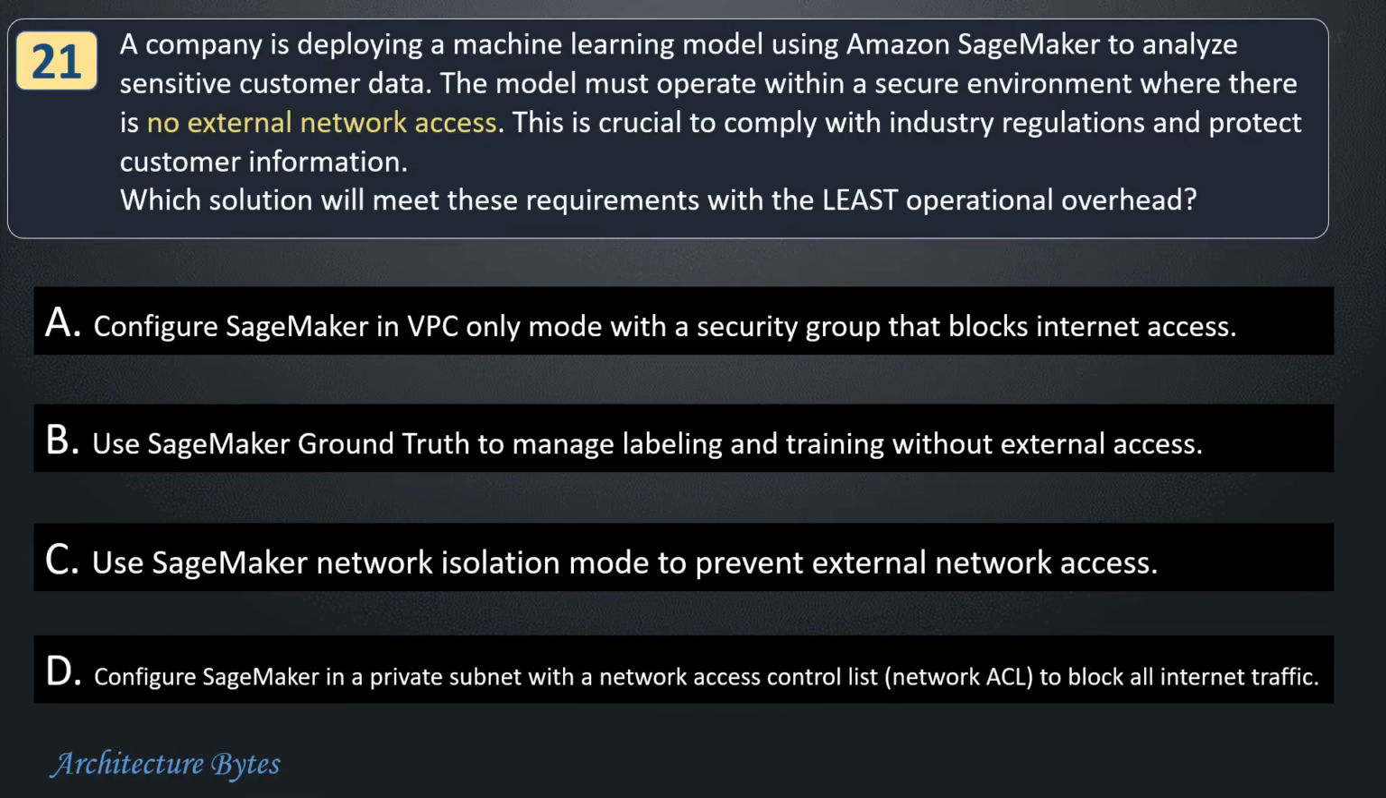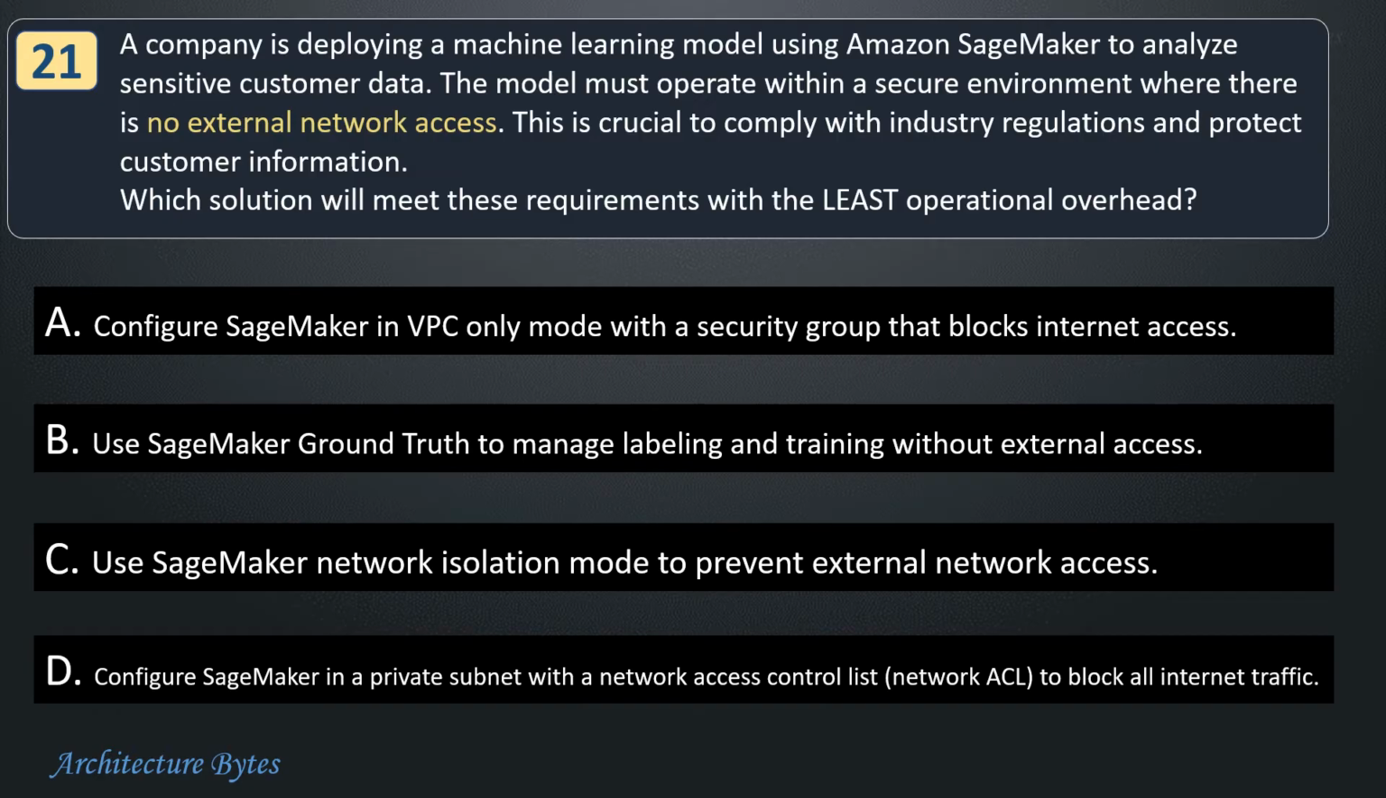A company is deploying a machine learning model using Amazon SageMaker to analyze sensitive customer data. The model must operate within a secure environment where there is no external network access. This is crucial to comply with industry regulations and protect customer information. Which solution will meet these requirements with the least operational overhead?